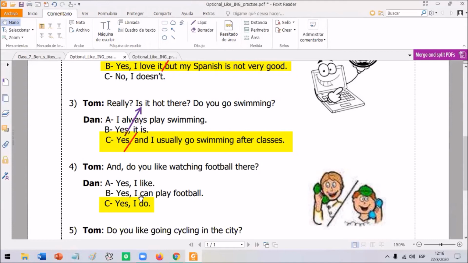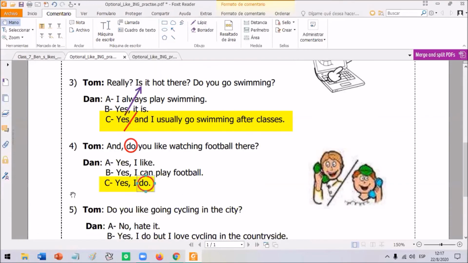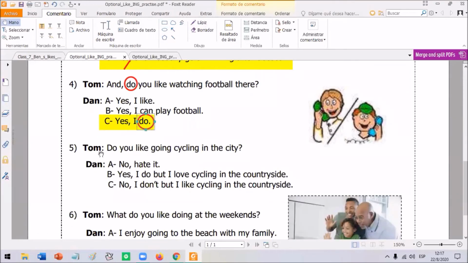And the second option, I can play football, is about abilities. But we are not asking about abilities. We are not saying, can you play football? No. Do you like watching football on TV? Well, watching football? Yes, I do. That's it, okay? Again, we have a question beginning with do, and we also use do in the answer. This is a more traditional, conventional answer. Then, number five, do you like going cycling in the city?